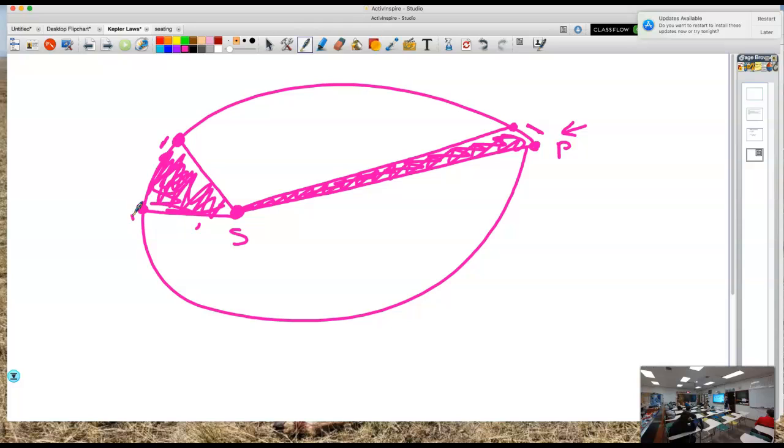We say that it sweeps out equal areas, but what it really means is when I'm close to what I'm orbiting, when the planet's close to the sun, how fast is it going? Faster than if I'm way out here, right? So the closer we get to something in an orbit, the faster it has to go. That's what it really means. That's what it's telling us.